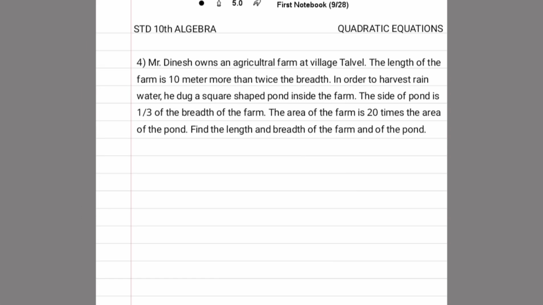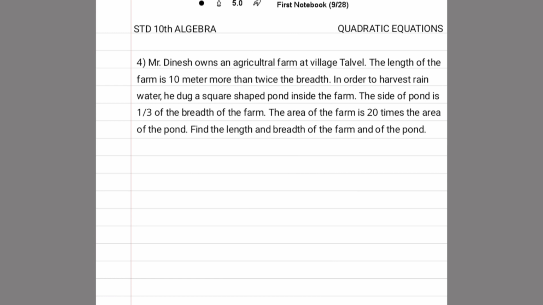This question is based on the length. Okay, so we will see what the question is now. Mr. Dinesh owns an agricultural farm at village Talwel. The length of the farm is 10 meter more than twice the breadth. In order to harvest rainwater, he dug a square shaped pond inside the farm. The side of the pond is 1 by 3 of the breadth of the farm. The area of the farm is 20 times the area of the pond. Find the length and breadth of the farm and of the pond.